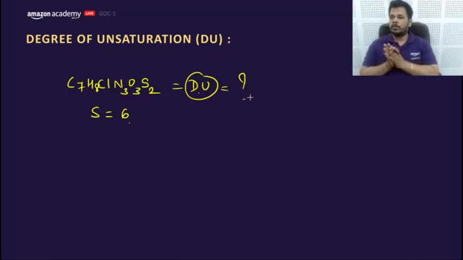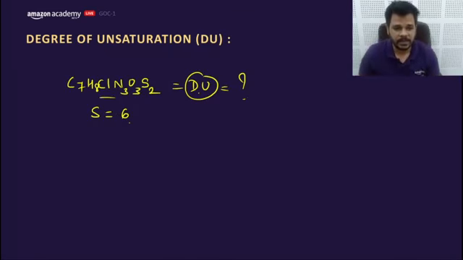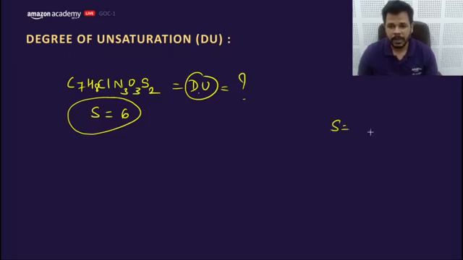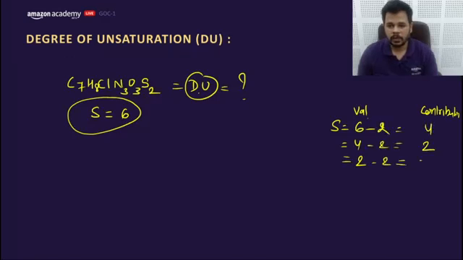Calculate. C7H8ClN3O3S2, when the valency of sulfur is given as 6. Sulfur can behave differently as per its valencies. It can show valency of 6, 4 or 2. So the contribution can differ. Like 6 minus 2, the contribution would be 4. 4 minus 2, the contribution would be 2. 2 minus 2, the contribution would be 0.